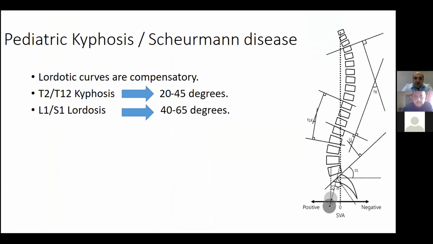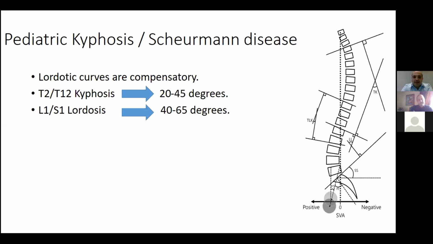Now we will move to another important part, which is pediatric kyphosis or Scheuermann disease. Kyphosis here means abnormal, because the lordotic curves are compensatory. When we are infants at day 0, our spine is C-shaped. When the infant starts to elevate his head, we start to have a cervical lordosis. And when he starts to walk and elevate his back, he will have the lumbar.